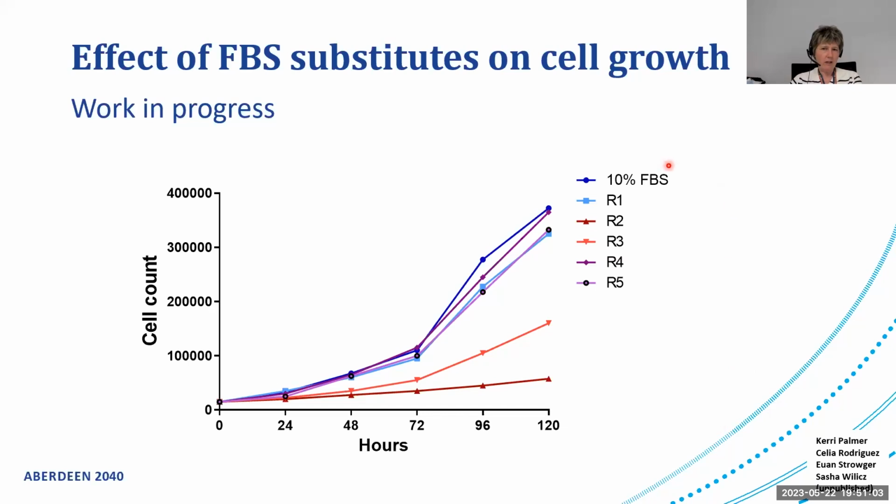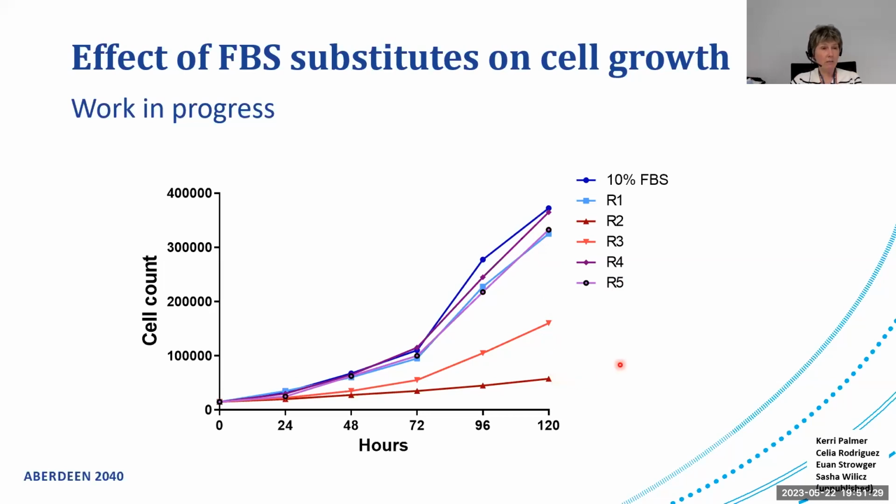And as you can see, this is our, if you like, gold standard, 10% fetal bovine serum, and the cells grow very nicely. You see this typical sort of sigmoid-shaped curve. And some of the fetal bovine serum replacements do support growth to a similar extent to the FBS, some a little bit less so, but some don't support the growth at all.